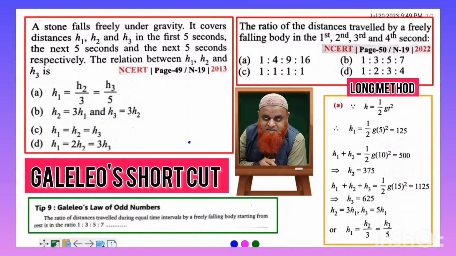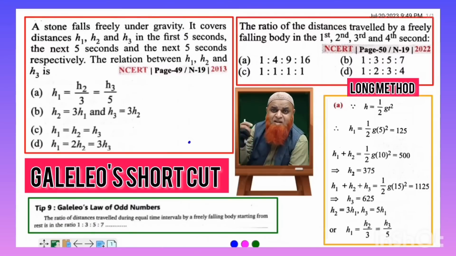My dear students, see here, I am going to explain two shortcuts which are explained by Galileo, not myself. It is a Galileo shortcut. Galileo, who invented the telescope, has explained this shortcut. We can solve this problem without solving the problem. You can just see here now.